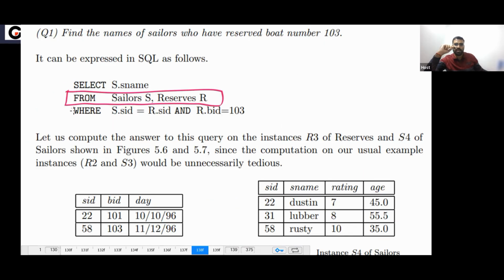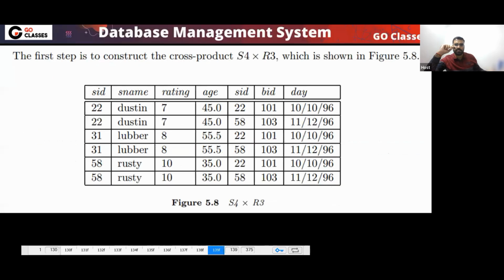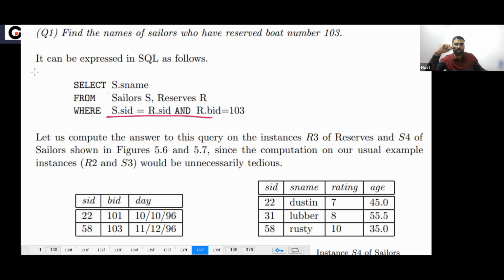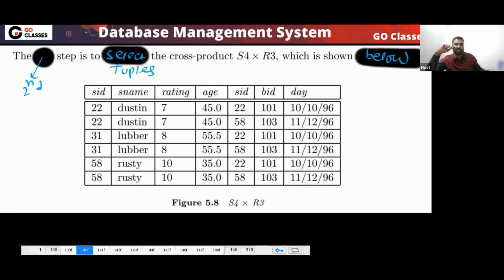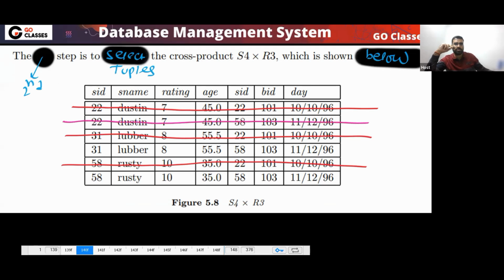What is the next step? The second step will be, you select the tuples. Which tuples? You want the tuples where BID should be 103 and this SID should be the same as this SID. So in the second step, this one will be gone because BID is not 103. Next, here SID is not the same, so this is also gone. Here also SID is not the same, so this is gone. Finally, only this will be there in the output.